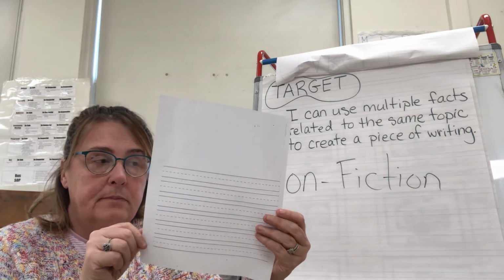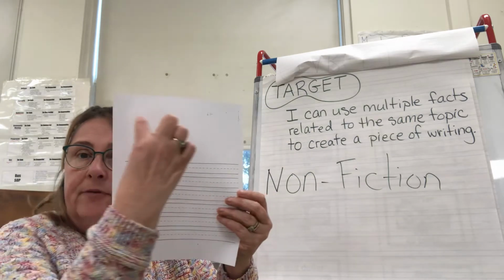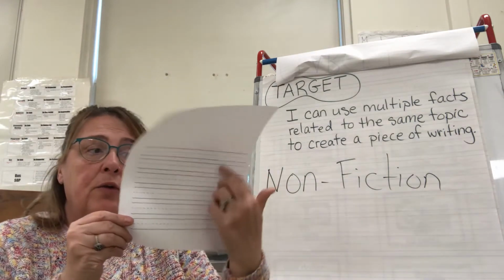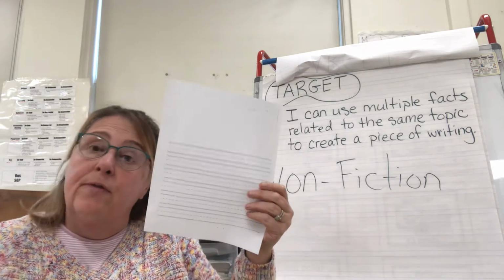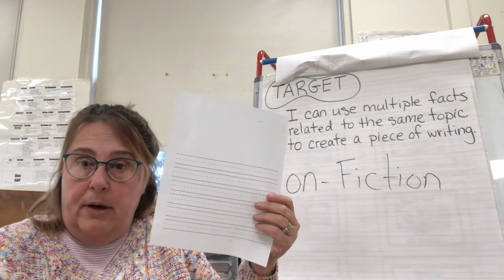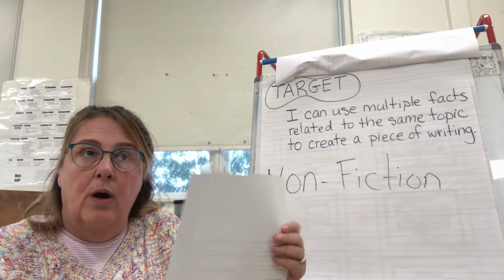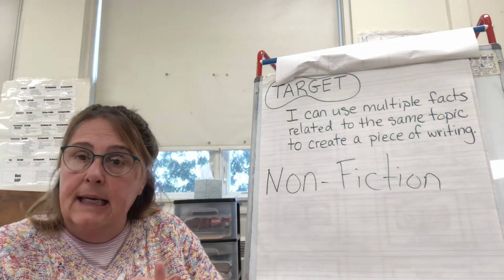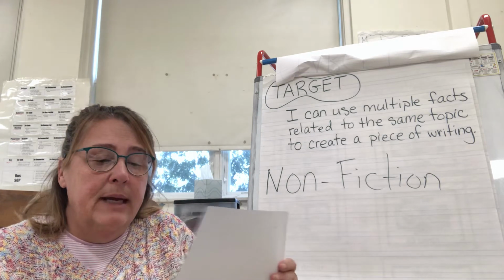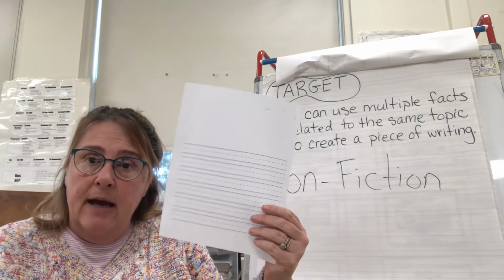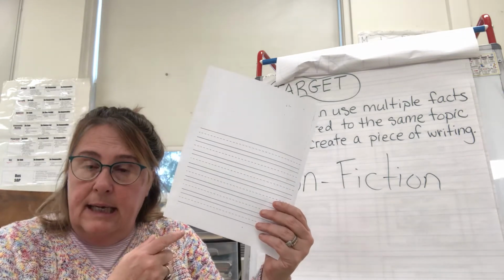Okay? So you're going to have your picture, and then you're going to write on both sides facts that you've already written down on your paper. Okay? So if you wrote how big it is and what it looks like and all of that information, you're going to take that information and in your own words rewrite it onto here.